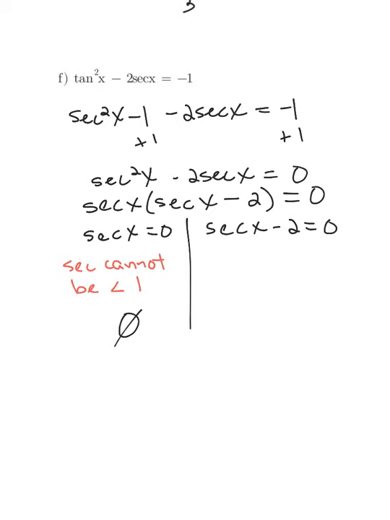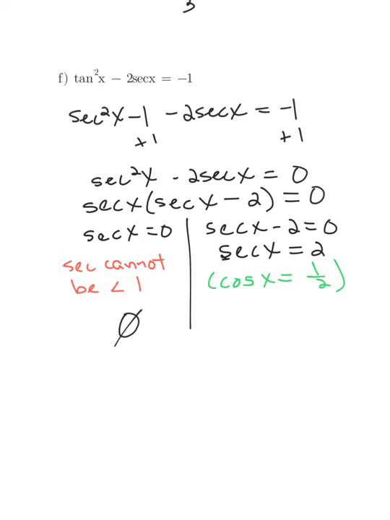Going over to the other side, move over the 2 and you will get secant of x equals 2. First, recognize that the value of 2 is okay for secant. It has to be at least 1. 2 is bigger than 1, so we're good. And then remember that if secant is 2, the cosine has to be 1/2.